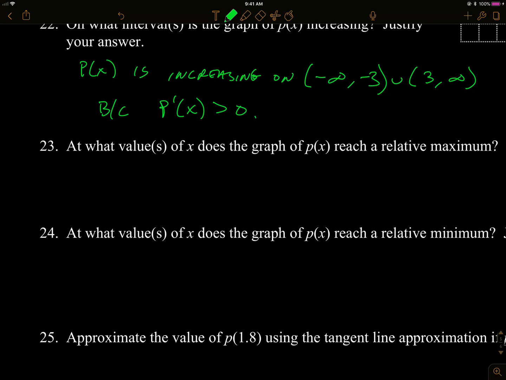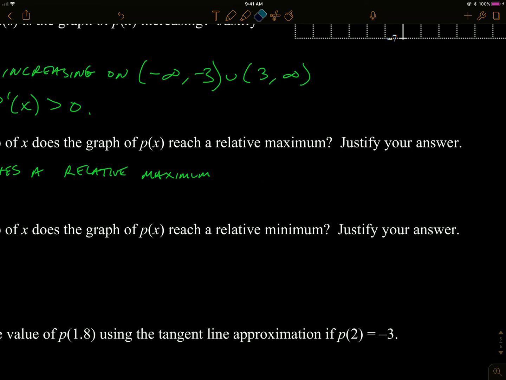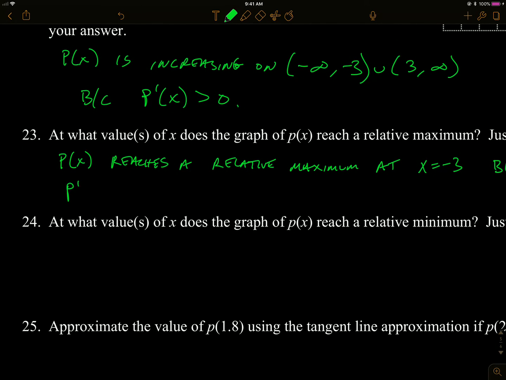So we're going to say that p of x reaches a relative maximum at x equals -3. I can't find the y value because I don't have p of x. I don't have the original function. But I can say the x value for which it occurs, because p prime of x changes from positive to negative at that x value.